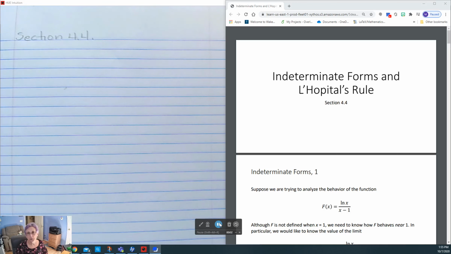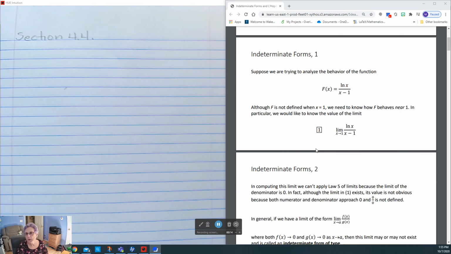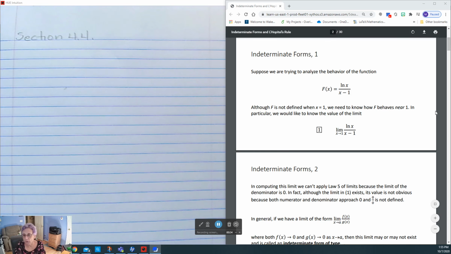Okay, section 4.4, indeterminate forms and L'Hopital's rule. L'Hopital's rule is all about limits for indeterminate forms. So what is an indeterminate form? Well, suppose we wanted to find the limit as x approaches 1 of the natural log of x over x minus 1. When we try to just do the plug and chug, we end up with 0 over 0. That is an indeterminate form.